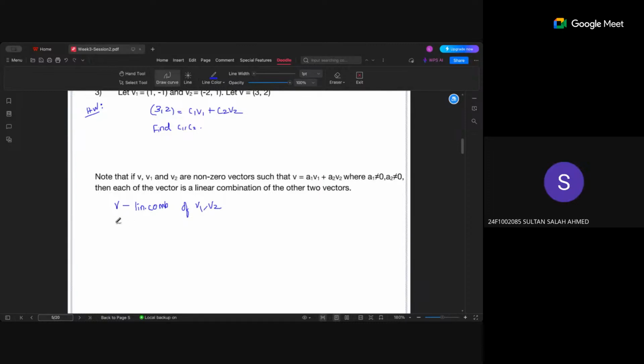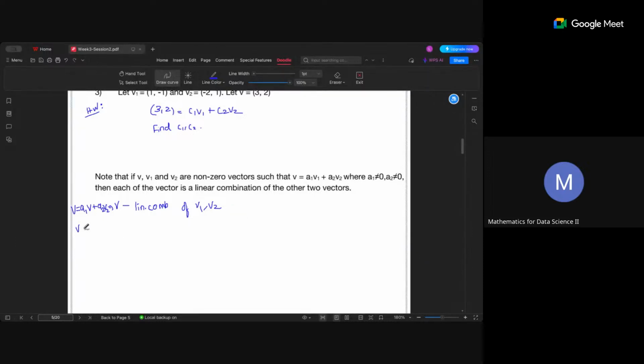Now suppose, ma'am, can this coefficient be 0? If it is 0, there is a problem in saying this statement. Why? I will tell you now. See, V is equal to A1 V1 plus A2 V2 helps us to tell that V is a linear combination of V1 and V2. First, let me complete the explanation for this and then I'll answer your question.